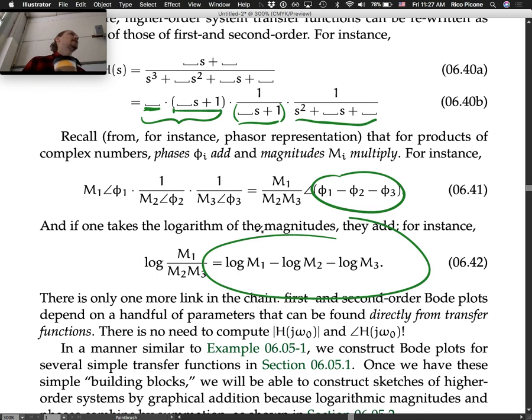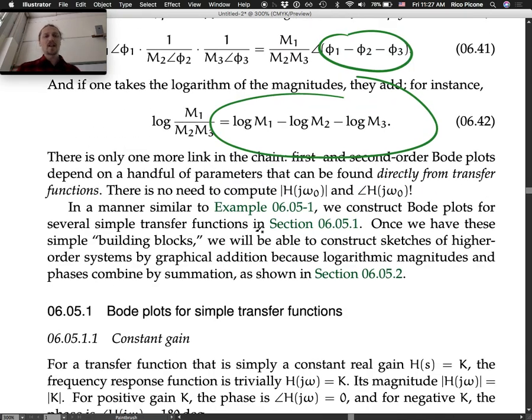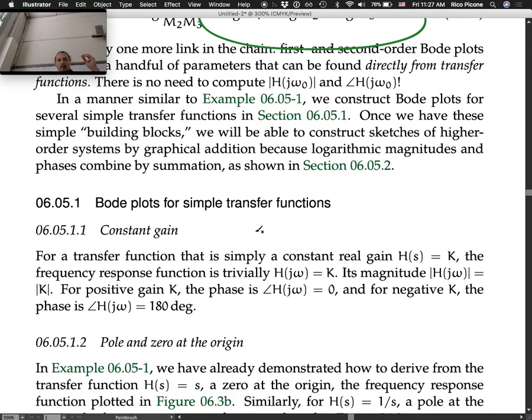So we just learn to sketch the simple building block ones, the first and second order ones. Once we've got those down, we can do higher order systems by just graphically adding these first and second order ones. So it's going to be good time. Lots of fun. So, Bode plots for simple transfer functions. We need the building blocks first. Constant gain is our first one.